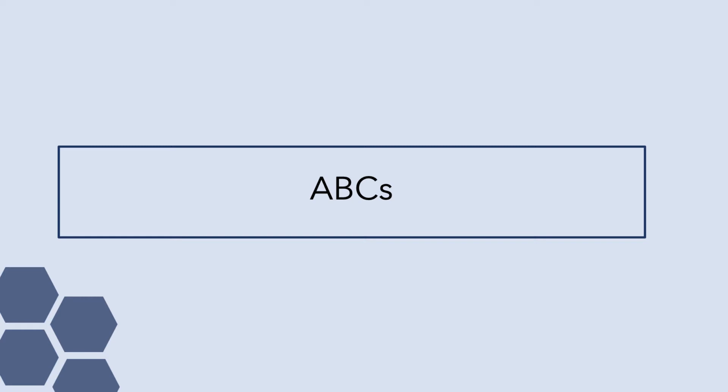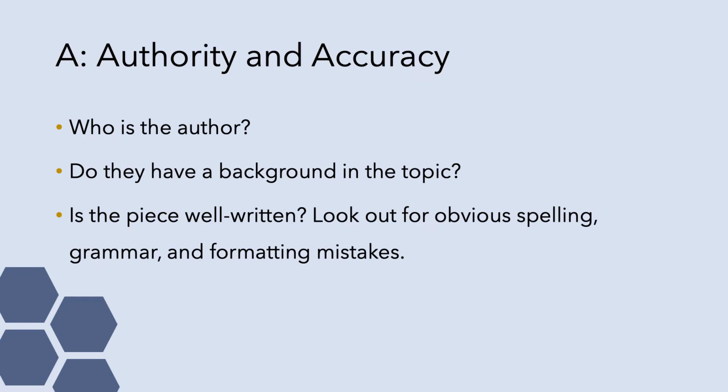There are a lot of ways to evaluate resources, but I like to keep it simple with the ABCs. A. Authority and accuracy. Here you need to examine the author. Does this person have the background, knowledge, or training to write about this topic with authority? Where are they getting their information? You want to make sure that they are qualified and using quality information.